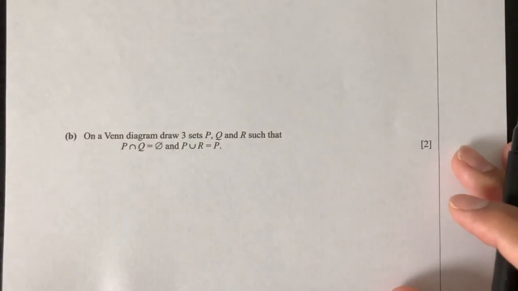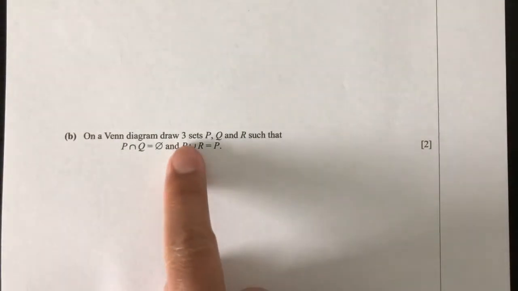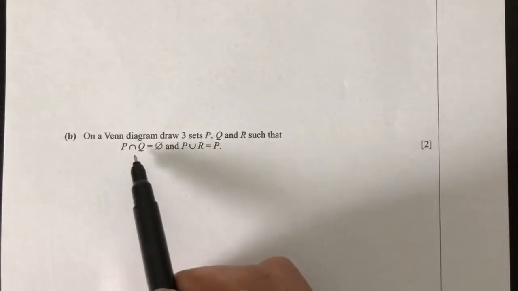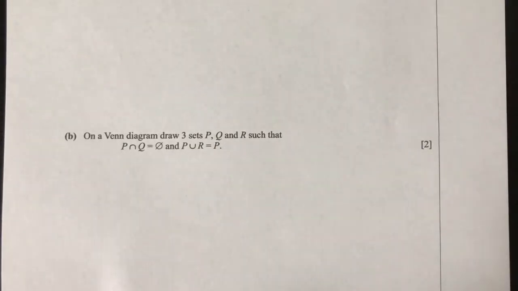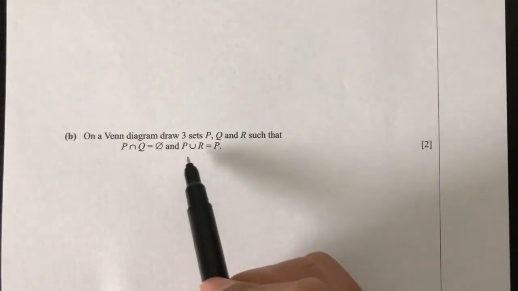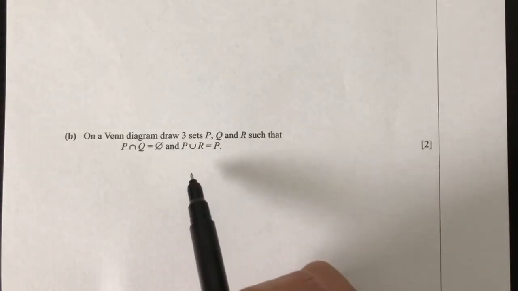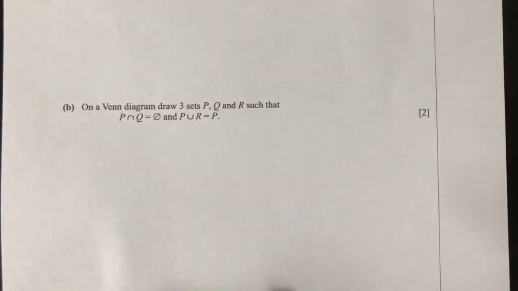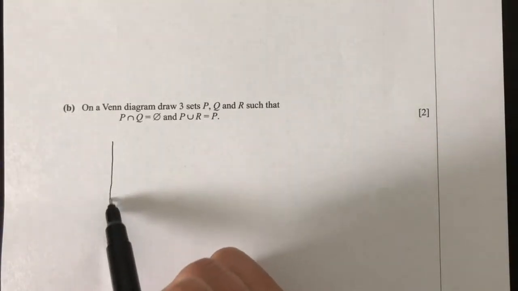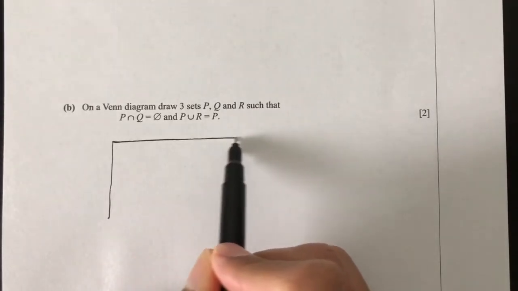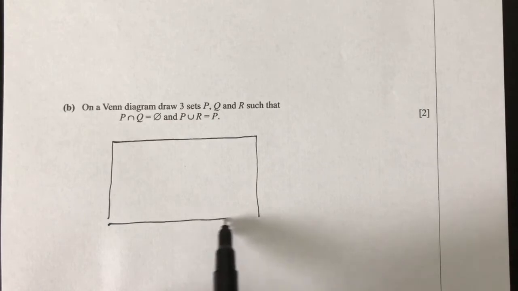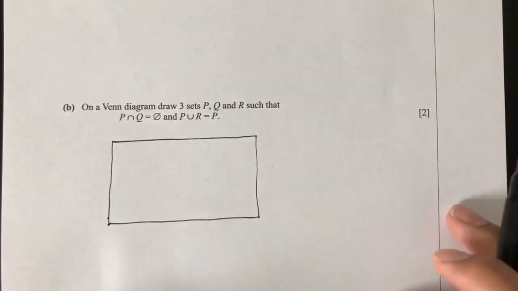Now for part B, in a Venn diagram, we have to draw three sets, P, Q, and R, such that P intersect R is the empty set, which means P and R do not meet, and P union R is P. It means that R is inside of P. So let's draw this. First we make a rectangle for our universal set. That is very important here to show the whole set.